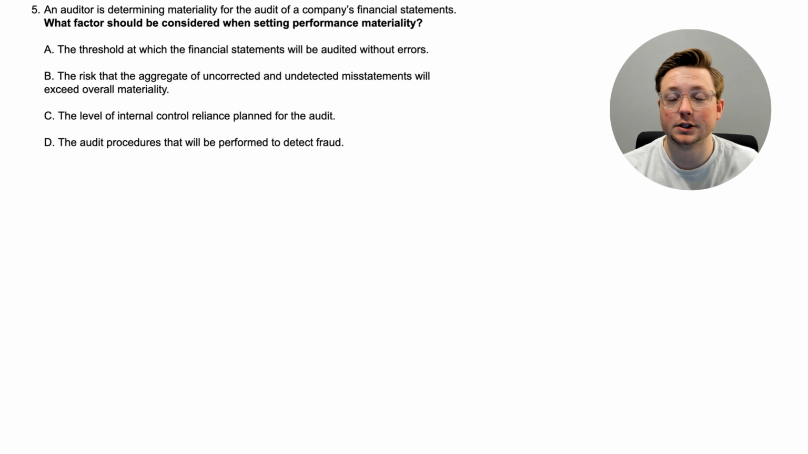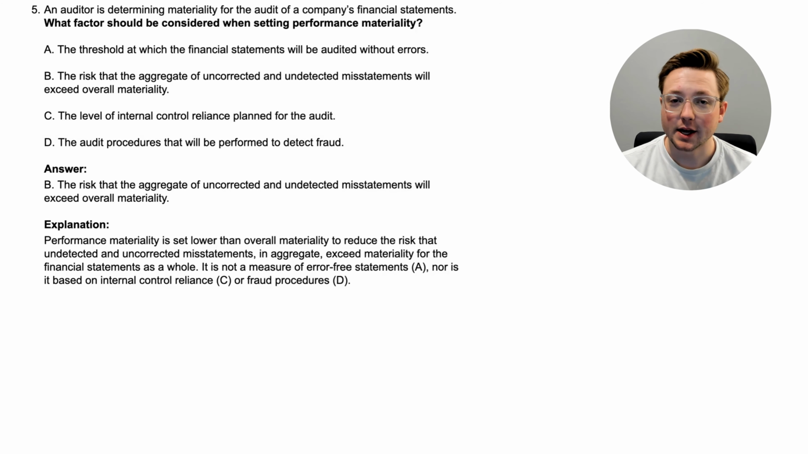Again, we're using these questions to learn. So if you want, maybe pause the video and think through this, but if not, let's go ahead and look at the answer together. Okay, here we are. The answer is B, the risk that the aggregate of uncorrected and undetected misstatements will exceed overall materiality. That's something that you want to be considering when you are setting performance materiality, when you are drafting your engagement plan. So let's walk through this short explanation.